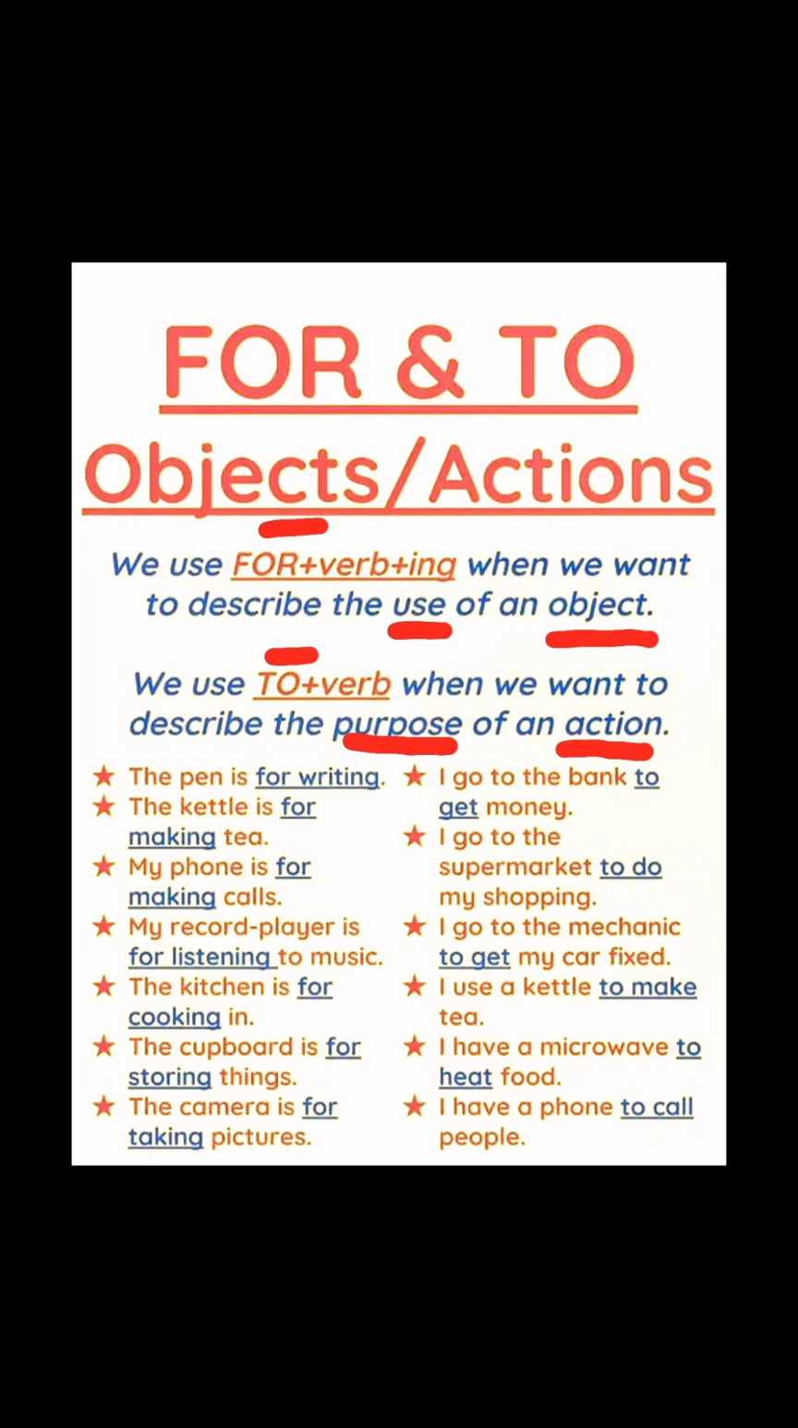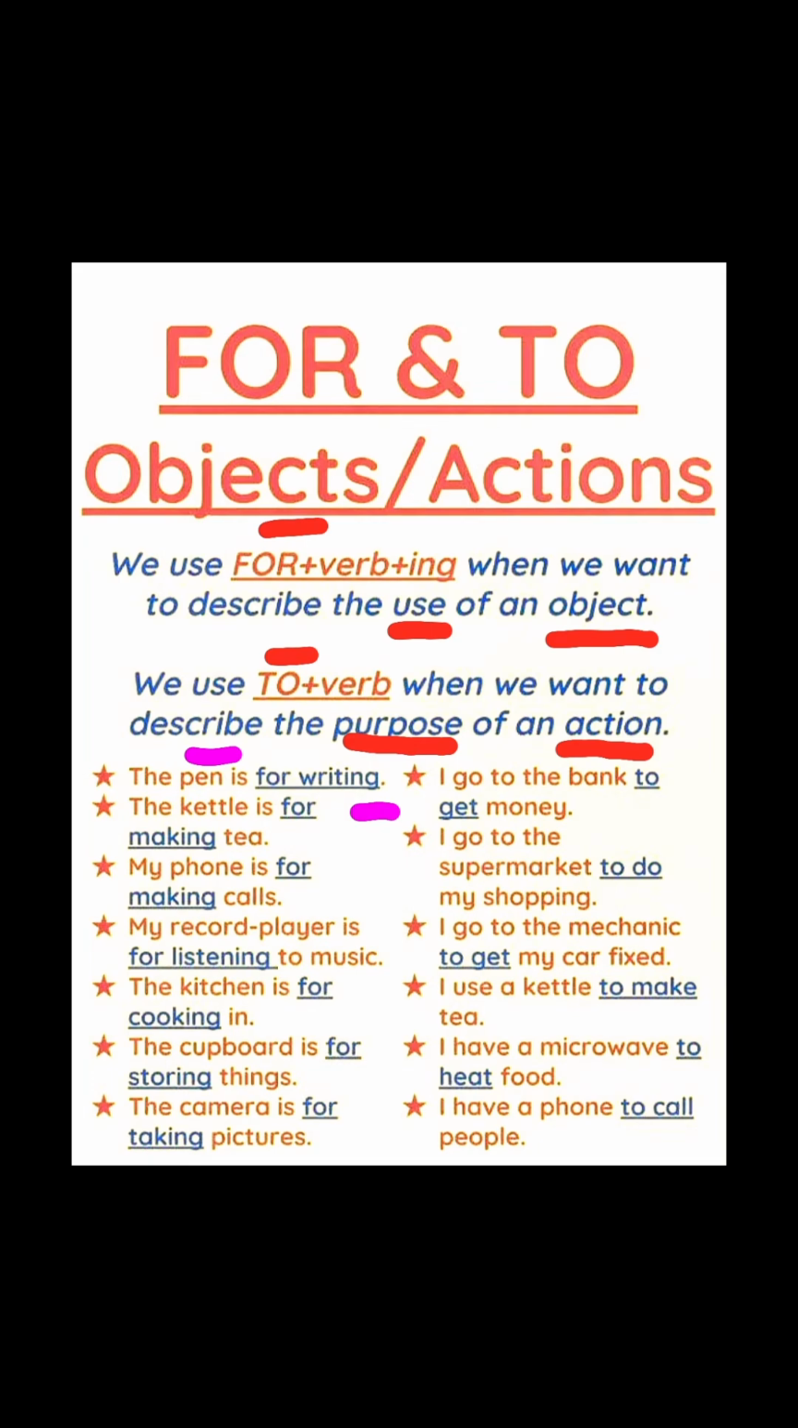The pen is for writing. Now, what is our object over here? The pen. Do we have an object here? Yes, we have an object which is the pen here. Now, second thing which I will see is whether the verb which is write is in ing form. Yes, it is in ing form. Writing. So, the pen object is there, and we know that we use for with objects. So, the pen is for writing is correct.